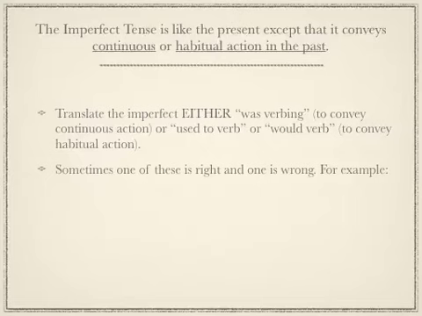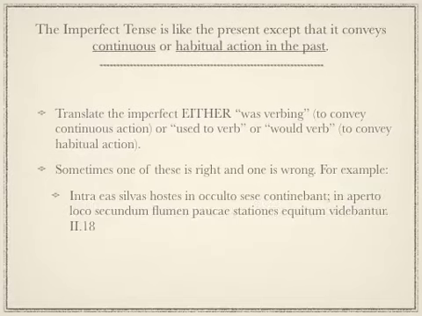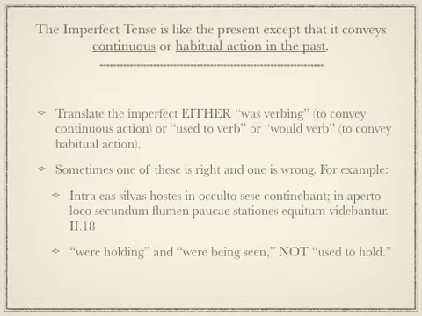You can get this wrong. So, if you were to say, the enemy used to hide themselves in secret within those woods, you would be wrong. The enemy were holding themselves within those woods. But Caesar was approaching, and when he was, the enemy were there. It's not what the enemy did for entertainment every Sunday. That's the imperfect.